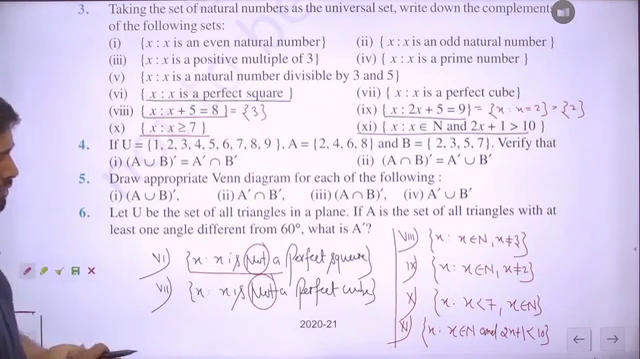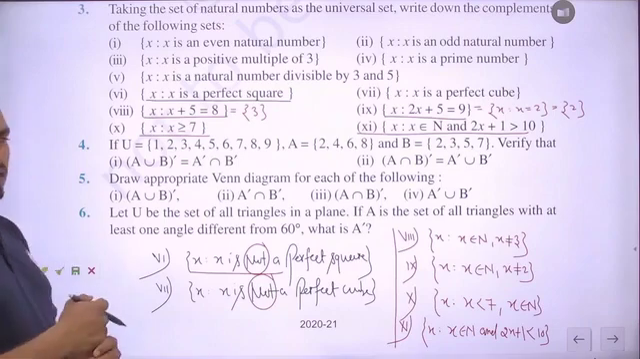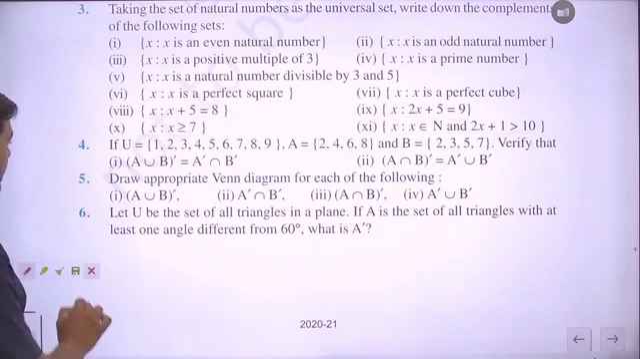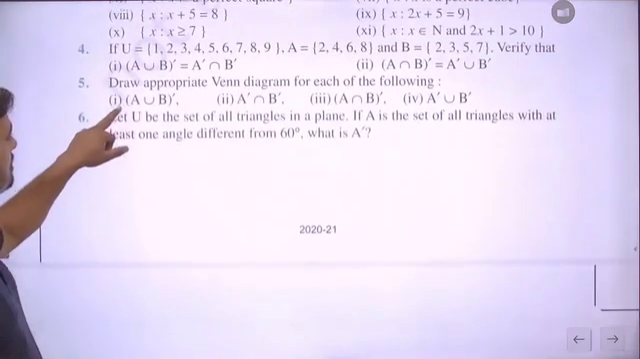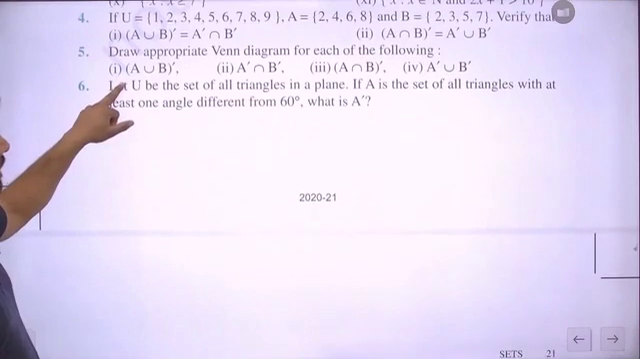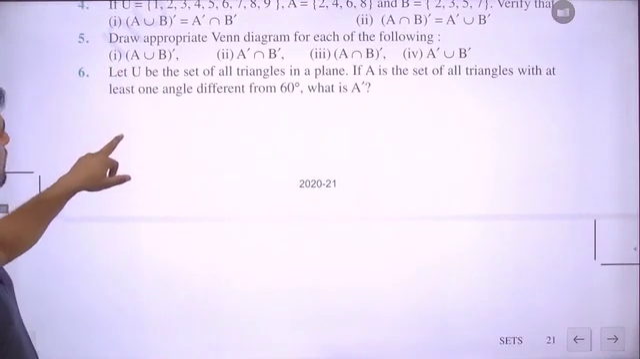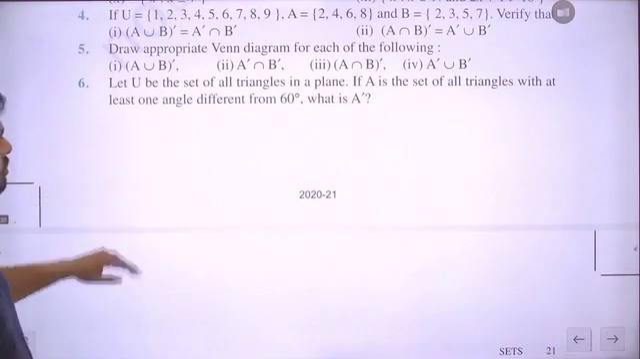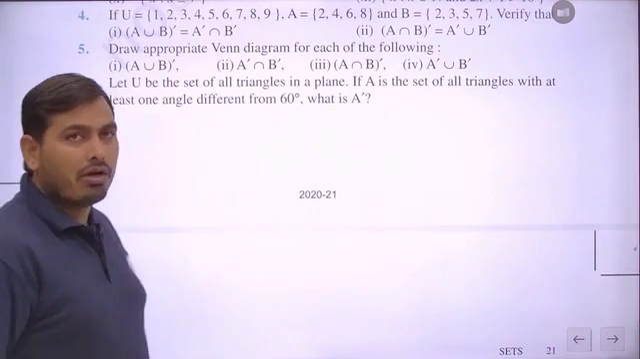So student, pause the video to note it down. After that we will take the next question number 4. So next we are taking question number 4 here. You can see the question number 4 first of all, and according to that we have to verify two important laws, and these laws are said to be De Morgan's laws.